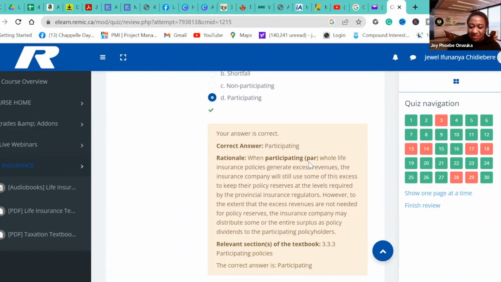When a participating or par whole life insurance policy generates excess revenue, the insurance company will still use some of the excess of the policy reserve to maintain reserves at the level required by the provincial insurance regulators. However, to the extent that the excess revenues are not needed for the policy reserves, the insurance company may distribute some or the entire surplus as policy dividends to the participating policyholders.